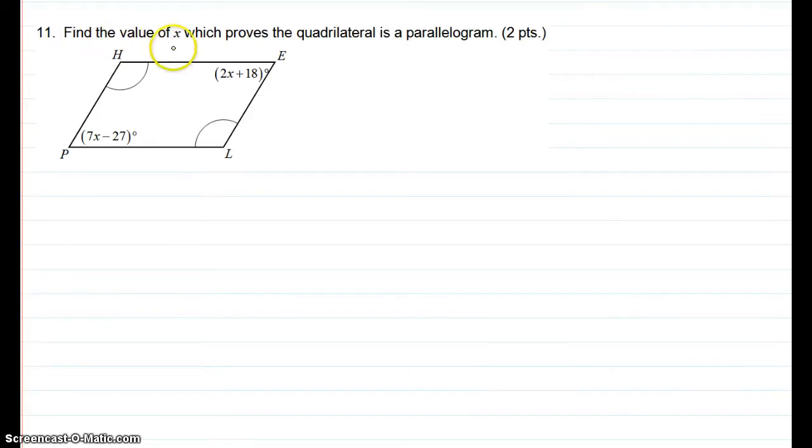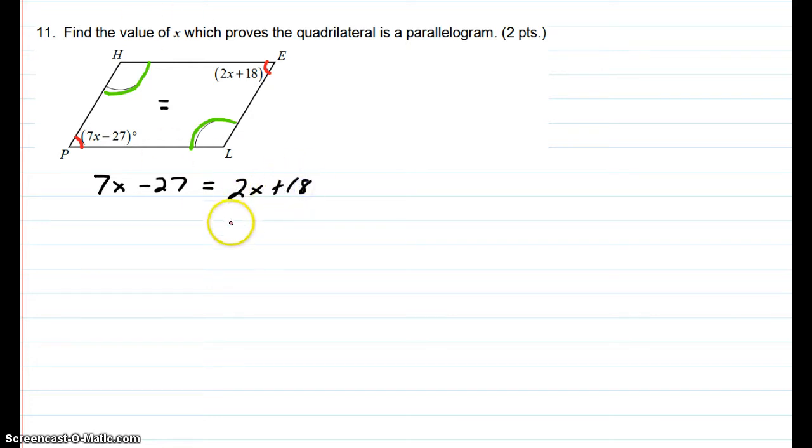All right, for number 11, find the value of x, which proves the quadrilateral is a parallelogram. So if we're going to make it a parallelogram, one of the things we know about a parallelogram is that the opposite angles are going to be congruent, and so these two angles are given to be congruent. And so now we want to show that angle P is going to be congruent to angle E. And we'll do that by just setting these two expressions equal to each other. So it's going to be 7x minus 27 equals 2x plus 18.